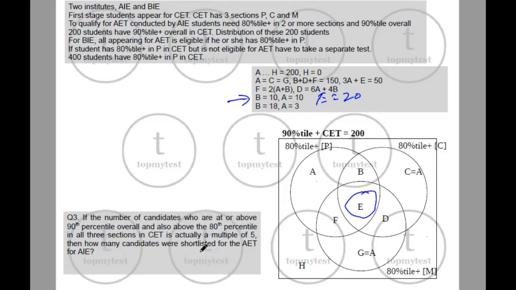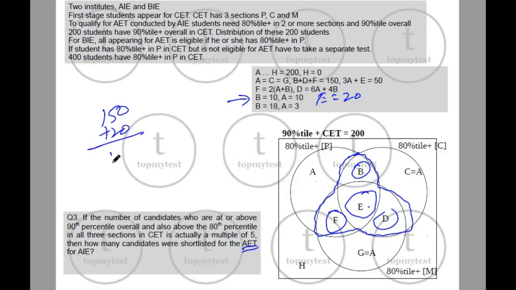How many candidates were shortlisted for AET for EIE? How many were shortlisted for AET? So this region is what we are looking for. Now we know this plus this plus this, B plus D plus F is 150. Add E to this, which is 20. So the total is 170. 170 will be your correct answer.